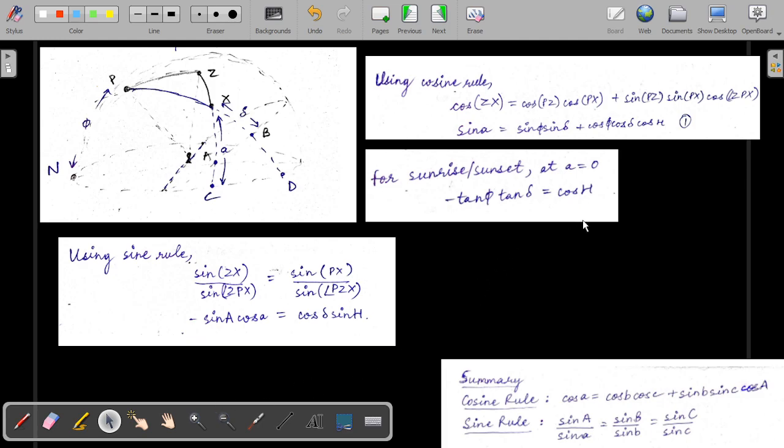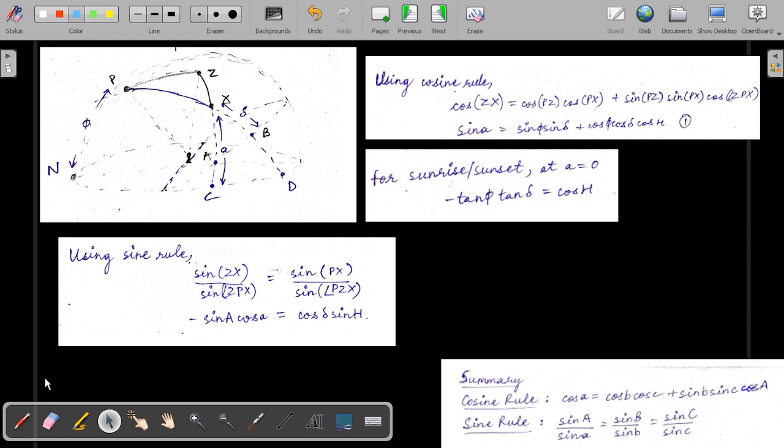So suppose you want to calculate the duration of day at a particular declination of the sun, that is on a particular day and at a particular location, you can calculate easily with this formula. And you'll come to know about the exercise which I've given at the end of the lecture.